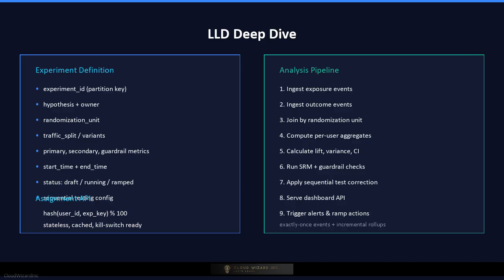The dashboard API translates user requests into SQL or pre-computed rollups. Alerting rules are evaluated against the same metric store, and notifications are routed through email, Slack, or PagerDuty. For large experiments, the system uses incremental computation and pre-materialized summaries to keep refreshes fast.